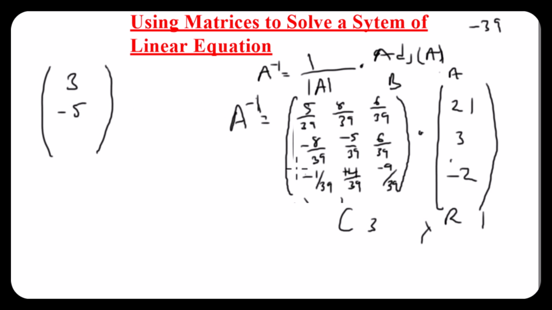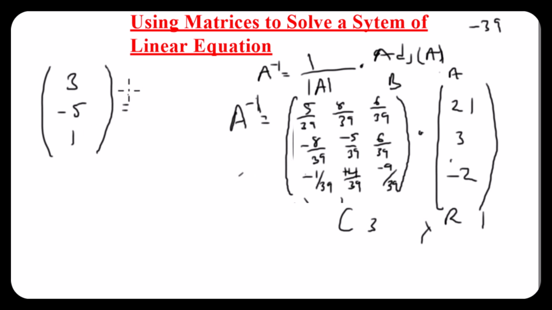And lastly we have 1 over 39, so this should be minus 1. So negative 1 over 39 times 21, plus 14 over 39 times 3, plus negative 9 over 39 times negative 2, and my answer here is 1.